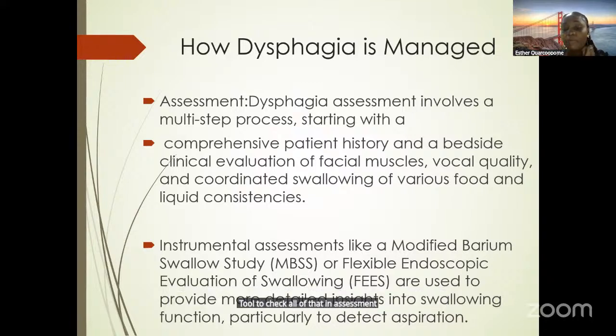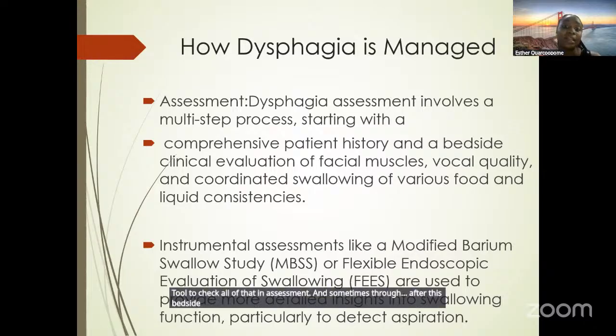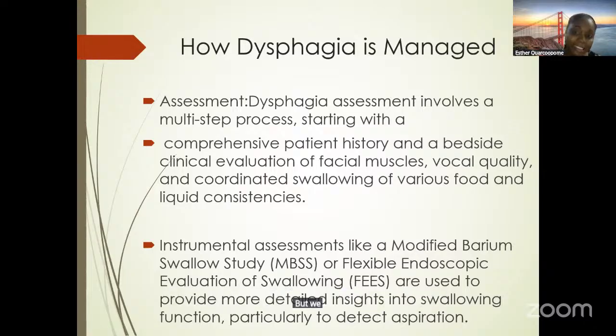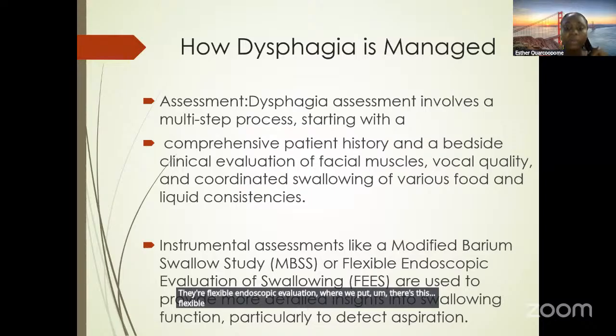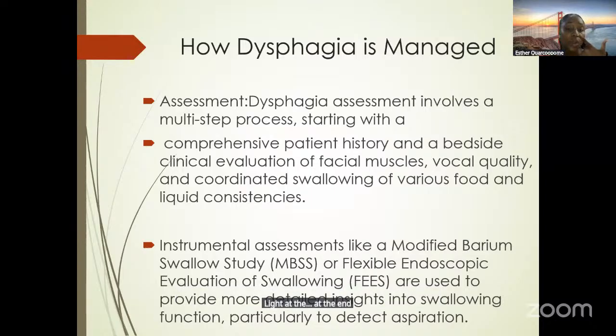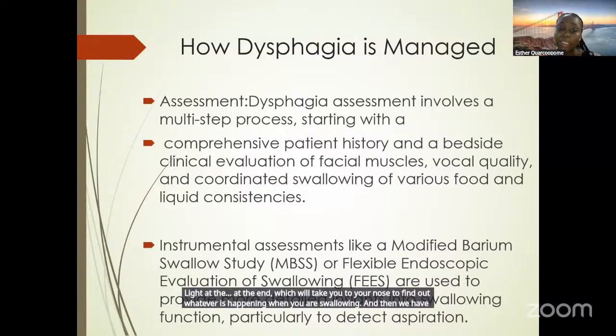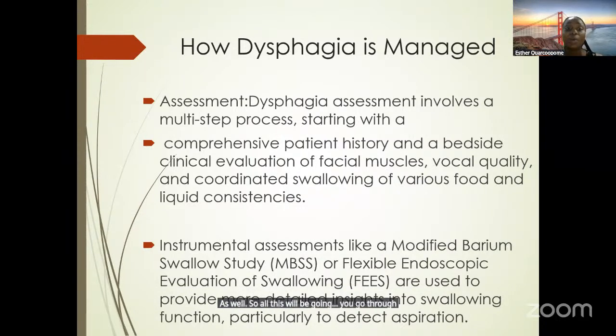Sometimes, after this bedside assessment, as we call it, we have another assessment where we do imaging, like the flexible endoscopic evaluation, where we use a flexible tube that has a light at the end, which is passed through your nose to find out what is happening when you are swallowing. And then we have the barium test as well. You go through all these things to check what kind of dysphagia you are having.